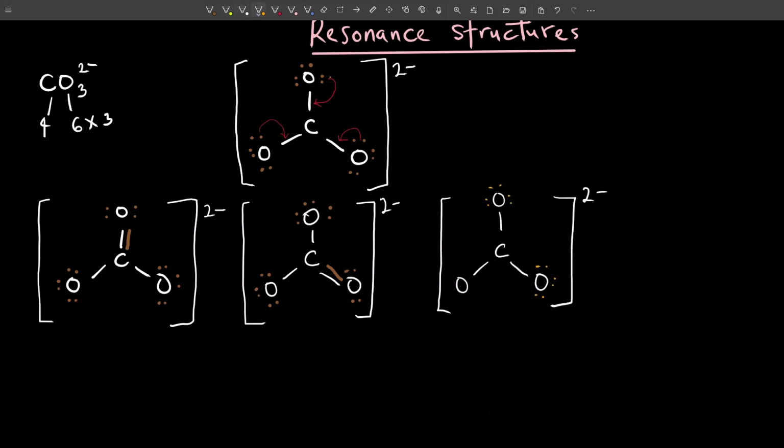And finally, one of the lone pairs here was used to form a new bond, so we'll have a double bond here, leaving this oxygen with just 2 lone pairs of electrons. So you can see there are 3 different possible ways of drawing the Lewis structure of CO3 2 minus. Each of the structures you see here is called a resonance structure. So that means that CO3 2 minus shows what? It shows resonance.